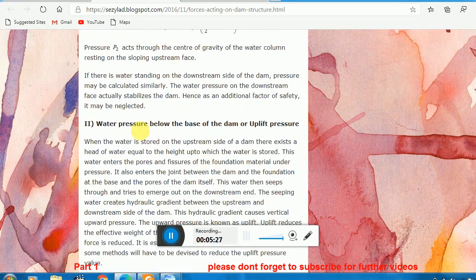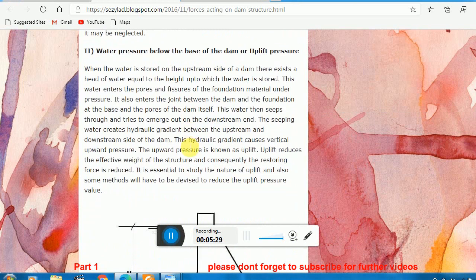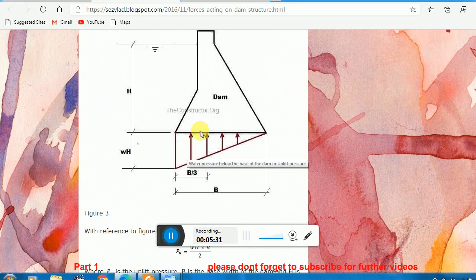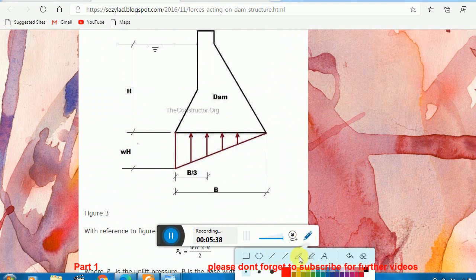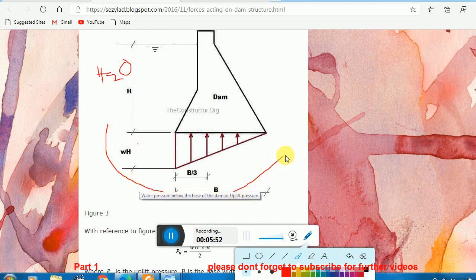The next one is the water pressure below the base of the dam, and this is the uplift pressure. You must remember that, as you all know, there is seepage at the bottom of the dam. Once water is dammed here, you see this water tries to escape in a downward direction at the bottom of the dam. This is how we call seepage.